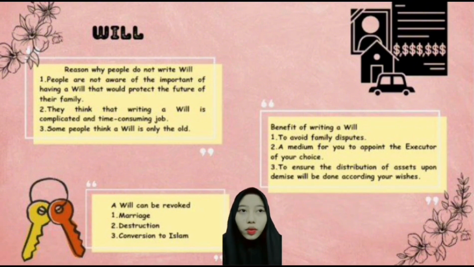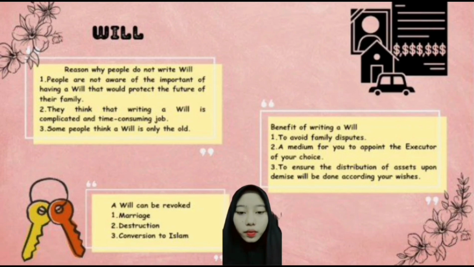Next, benefits of writing a will. The first one is to avoid family disputes. Intention can be declared orally, but sometimes the distribution of the estate could lead to complications, especially when the husband has more than one wife. Next, to ensure the distribution of assets upon your demise will be done according to your wishes. And the last one is a medium for you to appoint the executor of your choice. An executor can be an individual or a corporation which is entrusted with the task of carrying out the administration of your estate in an impartial manner.